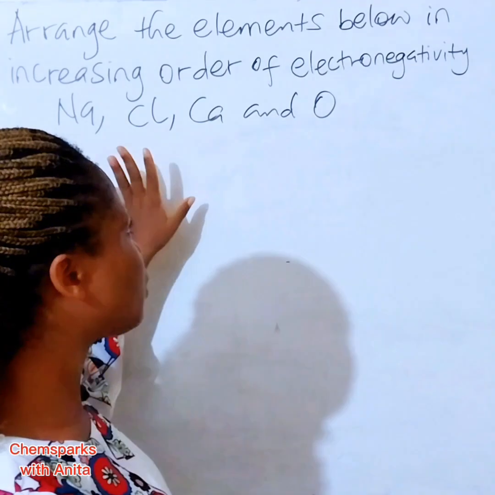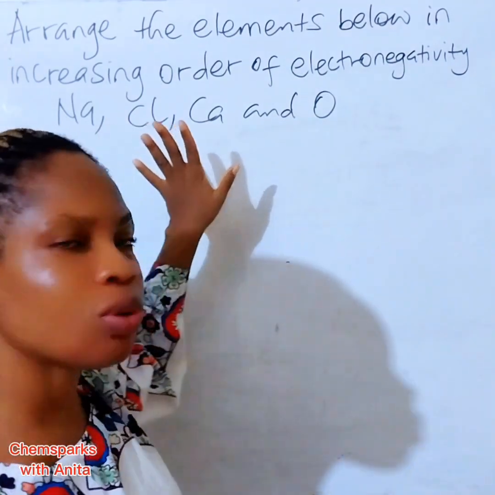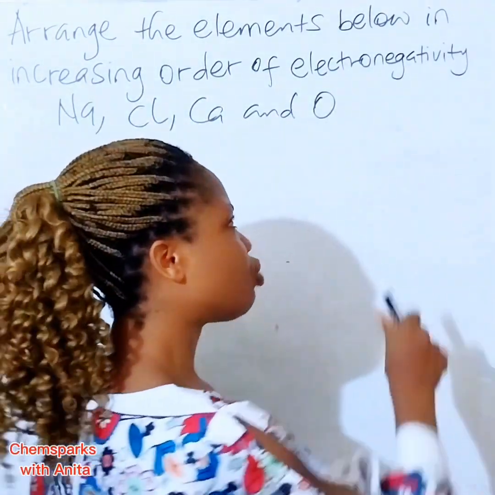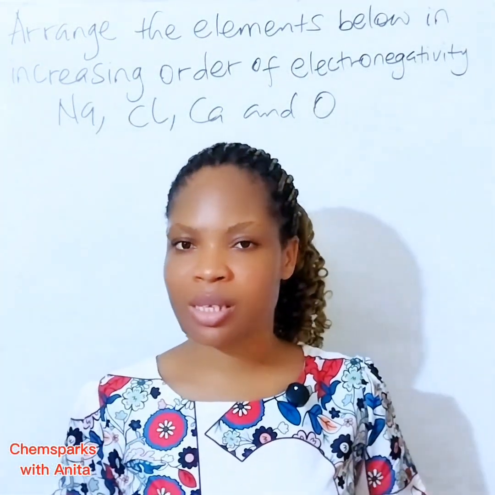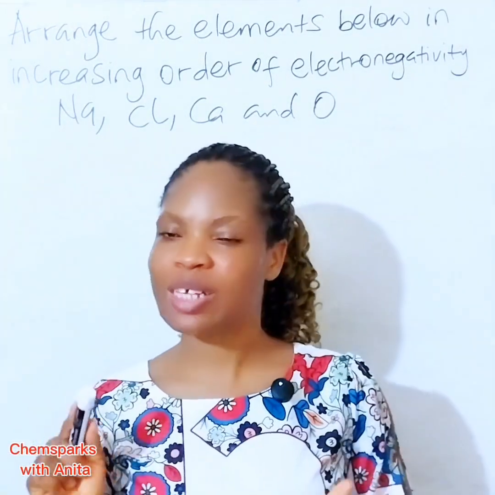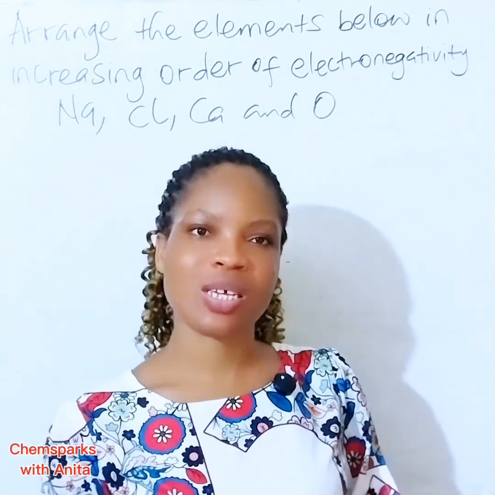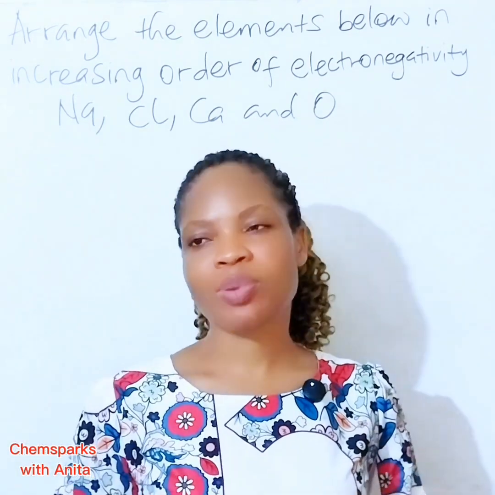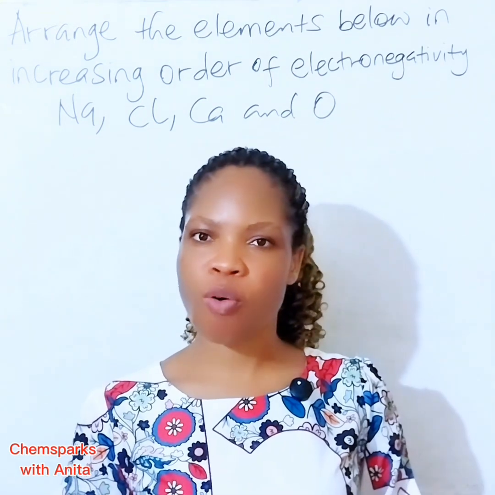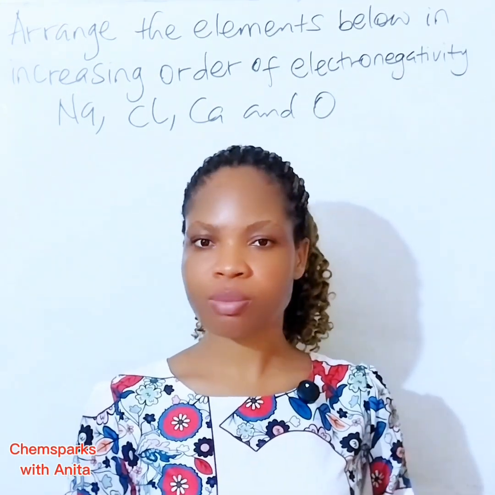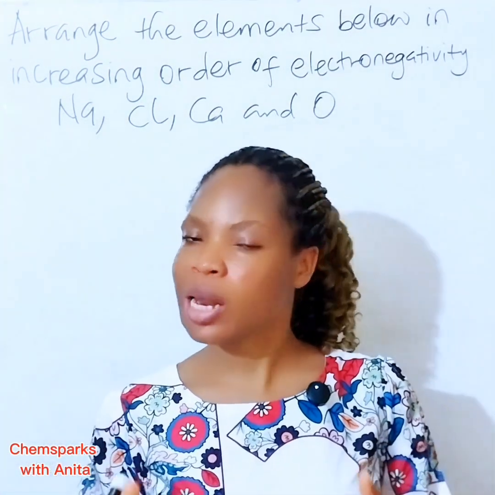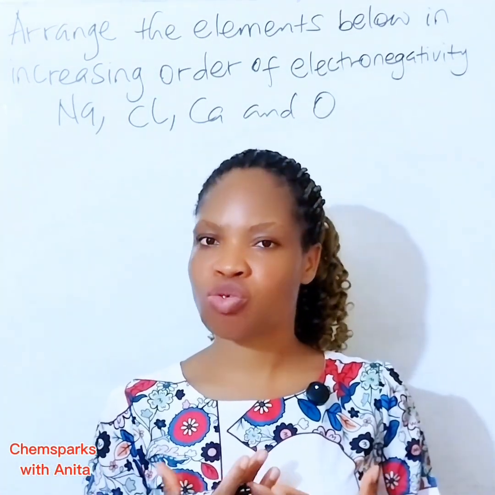Okay, so since we already have the elements that they want us to arrange in order of increasing electronegativity, let's know what electronegativity is. So what is electronegativity? You can drop the definition of electronegativity at the comments and then come back and check if your definition is correct, okay? Simply put, electronegativity is the ability of an atom to attract shared pair of electrons to itself in a molecule. Let me take the definition again. Electronegativity is the ability of an atom in a molecule to attract shared pair of electrons to itself.